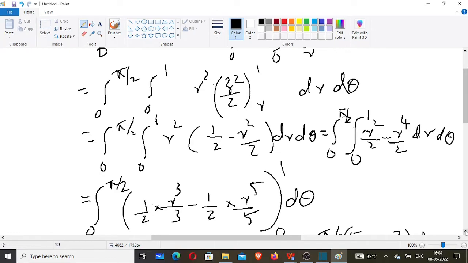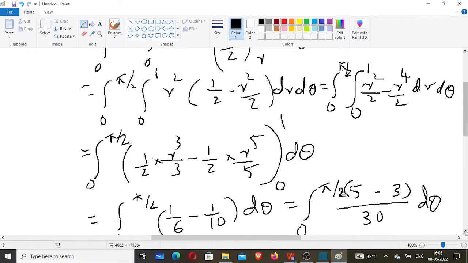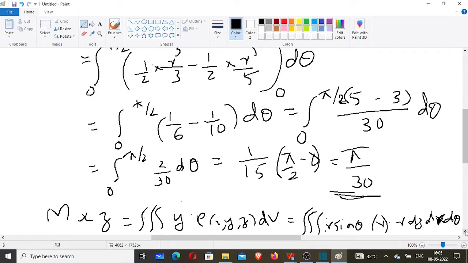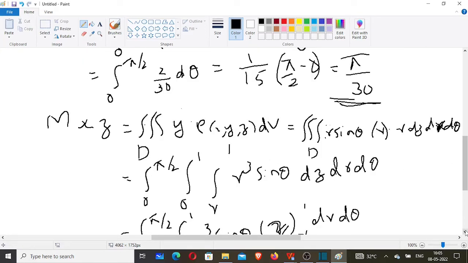which becomes integral 0 to pi by 2, 1 by 2 into integral of r square, which is r cube by 3, minus 1 by 2 into integral of r raised to 4, which is r raised to 5 by 5, within the limit 0 to 1 d theta, which is equal to integral 0 to pi by 2, 1 by 6 minus 1 by 10 d theta. The LCM is 30. So when we take the LCM as 30, numerator becomes 5 minus 3, which is equal to integral 0 to pi by 2, 2 by 30 d theta. 2 by 30 is 1 by 15, and integral of d theta is theta within the limit 0 to pi by 2, so it becomes pi by 2. So 1 by 15 into pi by 2, which is equal to pi by 30.